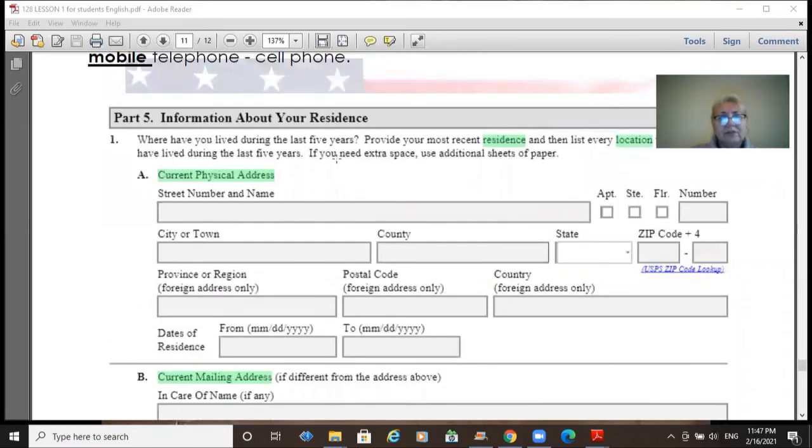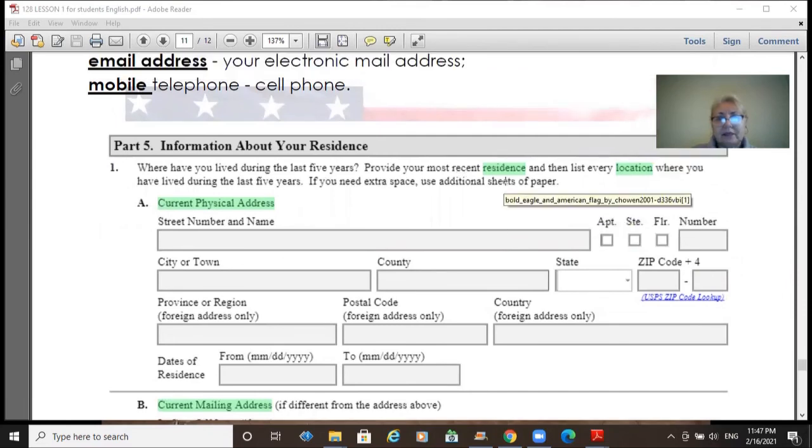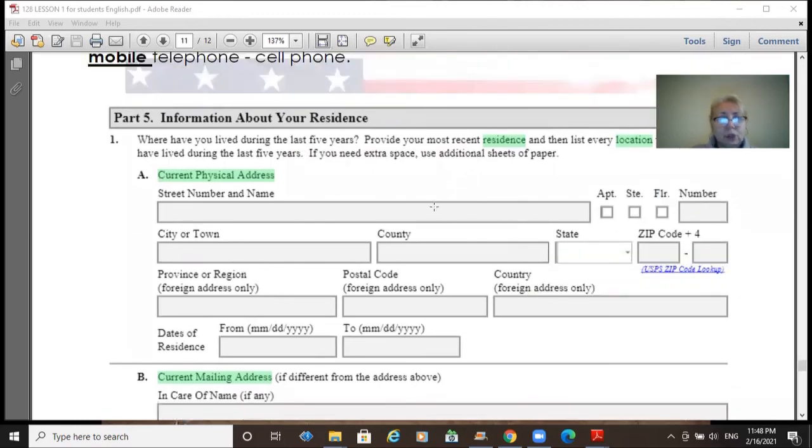Part number 5, information about your residence. And in this part, please pay attention to the very first question they are asking you here. Where have you lived during the last 5 years? So you will need to disclose all of the addresses where you lived during the last 5 years. For people who are married to United States citizens, you will need to provide information only for the last 3 years. Okay. Now you are going to start with the current address.